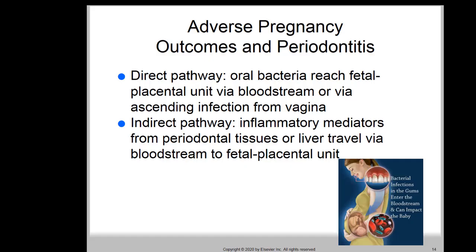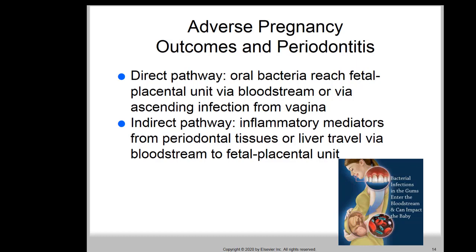Regarding adverse pregnancy outcomes in periodontitis, studies have shown that there are 2 pathways in which the periodontal bacteria could reach the fetus. So one is the direct pathway, in which the oral bacteria reaches the placenta via the bloodstream or via ascending infection from the vagina, meaning the baby is exposed to the bacteria on the way out the birth canal. The other is an indirect pathway in which inflammatory mediators from the periodontal tissues or liver travel via the bloodstream to the fetal placental unit.